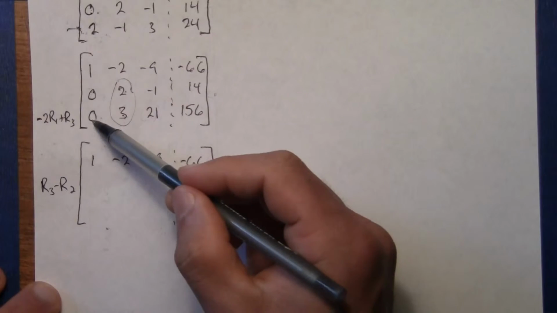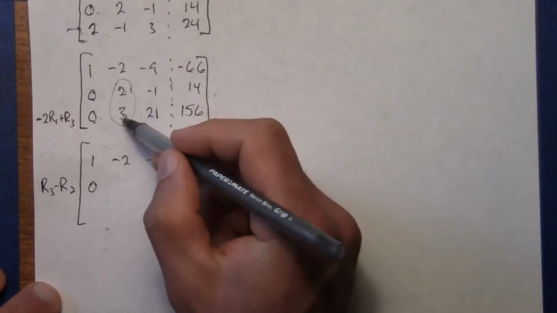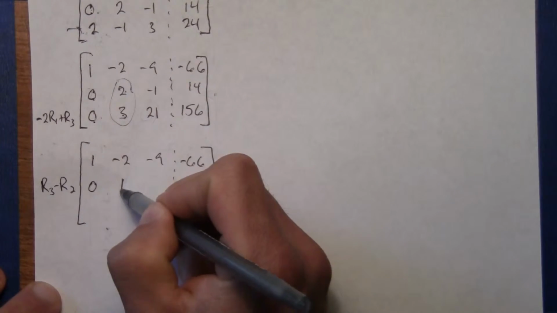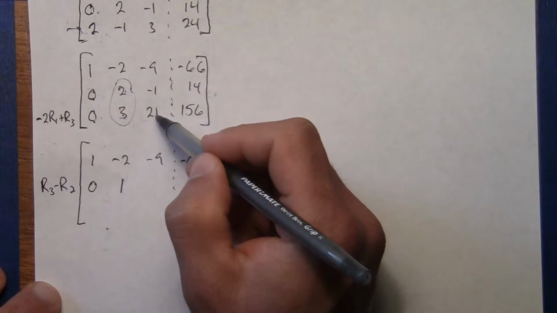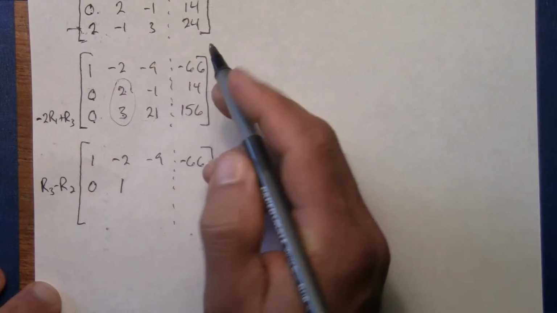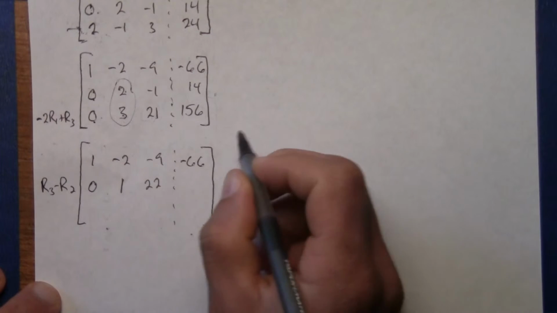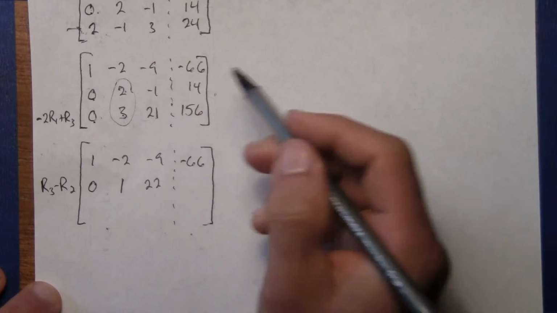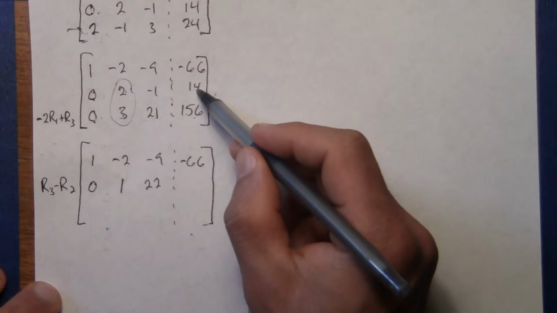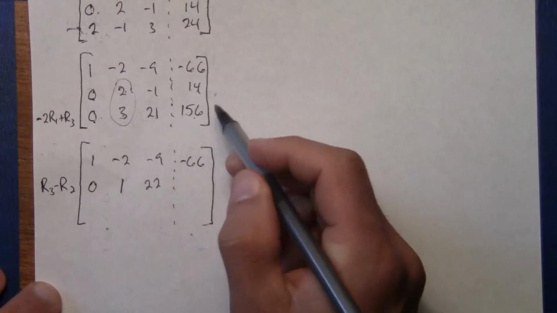I'm going to do 0 minus 0, which is 0. 3 minus 2, which is 1. Of course, that's what we wanted. And here's what I'm talking about by being careful. It's 21 minus a negative 1, or 22. So be very careful when you're doing that. 156 minus 14 should give me 142.